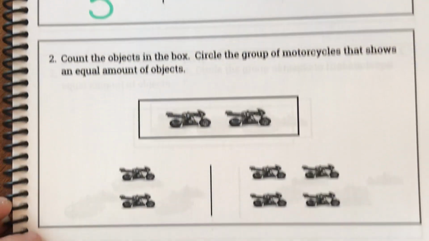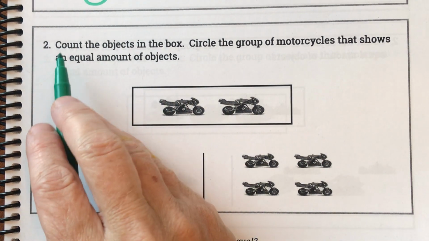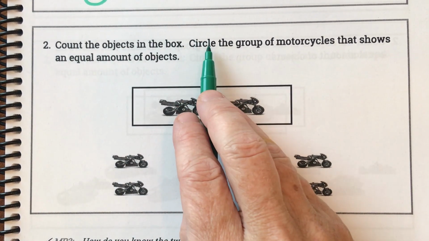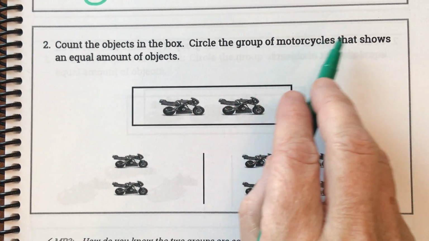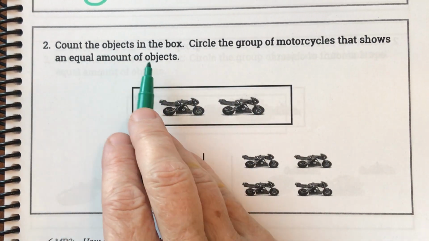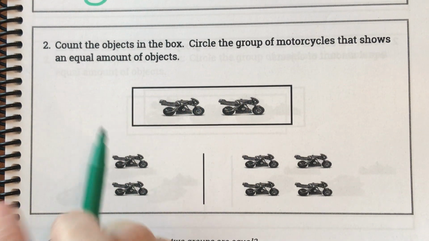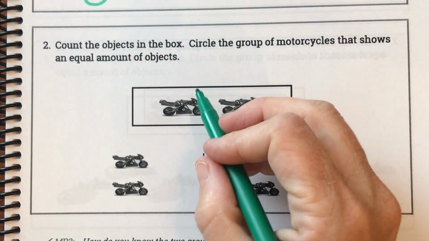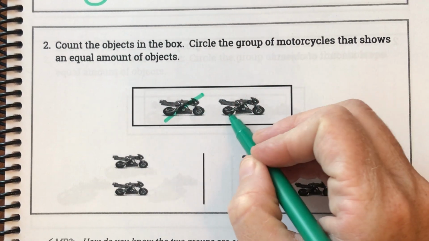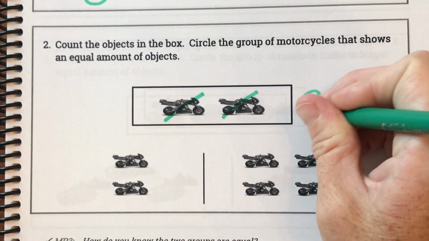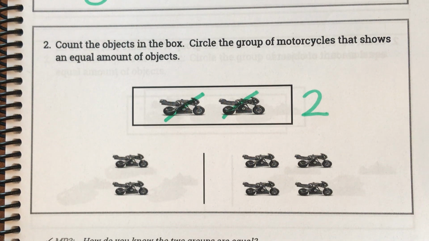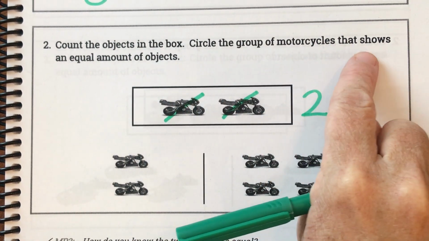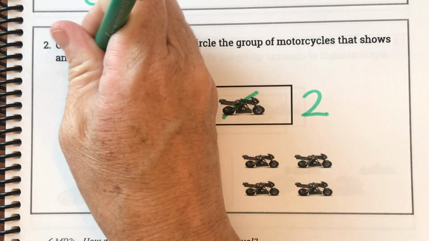Okay, let's look at our next one. Count the objects in the box. Circle the group of motorcycles that shows an equal amount of objects. Okay, so they first want us to count the objects in the box. So in this box, how many objects do we see? Let's count them. 1, 2. I see 2 objects. Then they want us to circle the group of motorcycles that shows an equal amount.